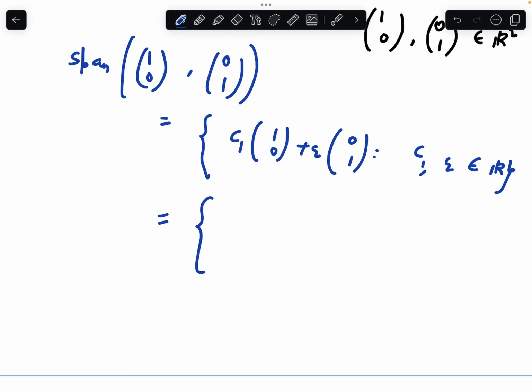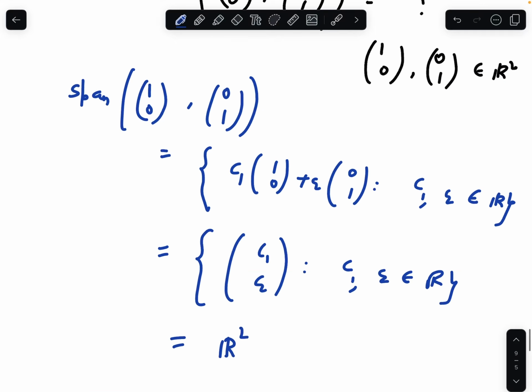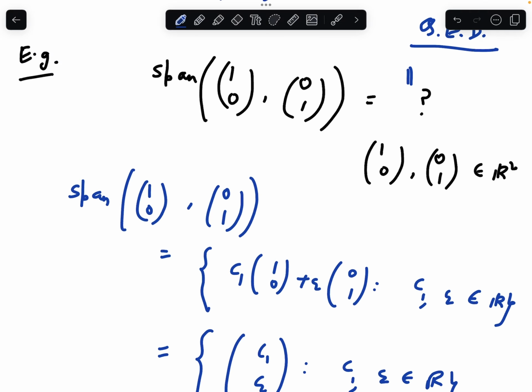So this gives you (C1, C2), where C1, C2 are real numbers. But what is this? Isn't this R2? Isn't this the plane? So we are taking all the points on the plane, and this is R2. So the span of this is nothing but R2, right?